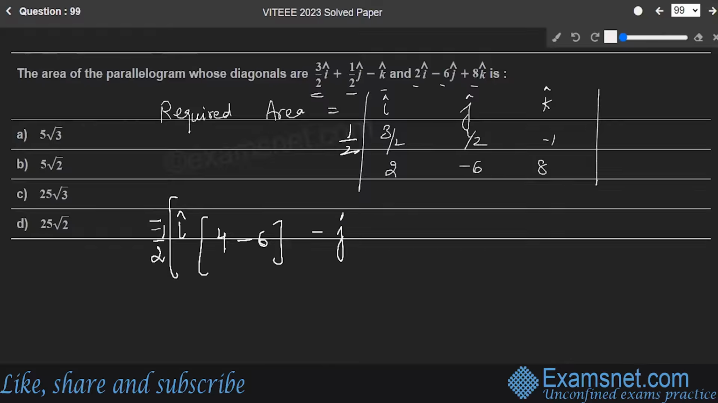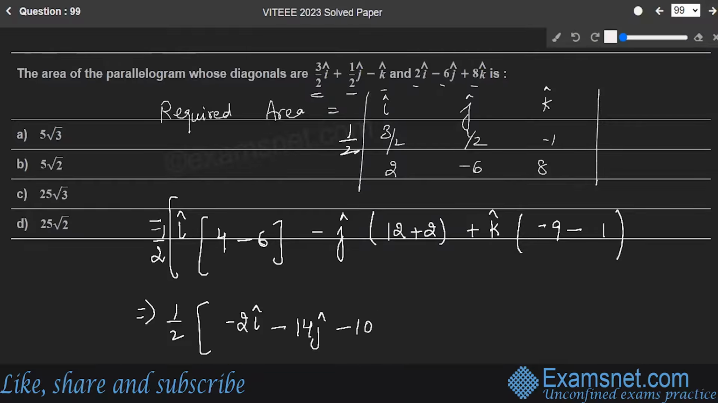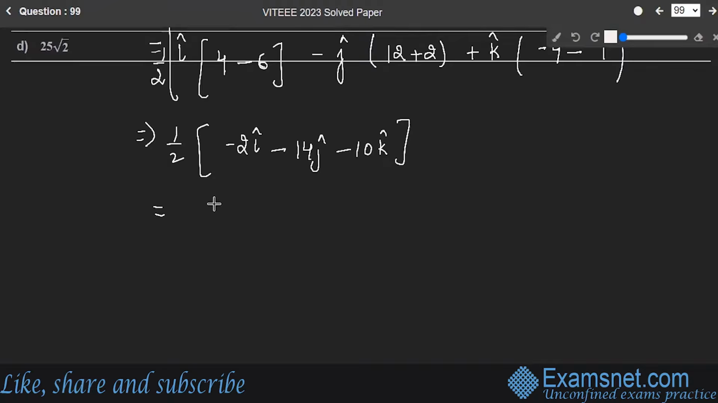Fine. So minus j into 3 by 2 into 8, that is 3 4s are 12, minus minus plus 2 plus k. 3 by 2 into this is minus 9 minus 1. So that is going to give me minus 2 i cap minus 14 j cap minus 10 k cap. Okay. That is minus i minus 7j minus 5k.